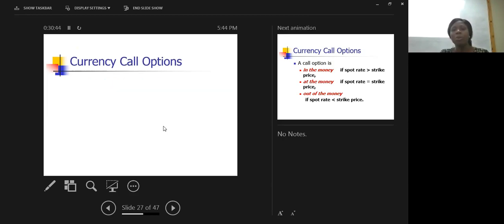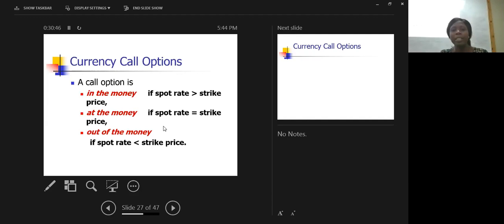And of course, a call option is in the money if the spot rate is greater than the strike price, right? And if it's a lot tough for you, just think of it like an asset and a call on a stock, right? That makes it simple for me. And then just think of the currency side, right?